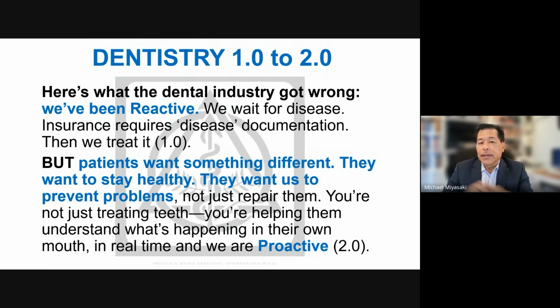So one of the things about dentistry is we've been very reactive. We wait for disease, and when disease occurs, we treat the disease. And oftentimes, it's like insurance requires us to do that, right? We can't provide treatment for a patient unless we can prove there's disease, and we can't prove there's disease until interproximal decay is fairly large. And when we treat that, I call that dentistry 1.0.